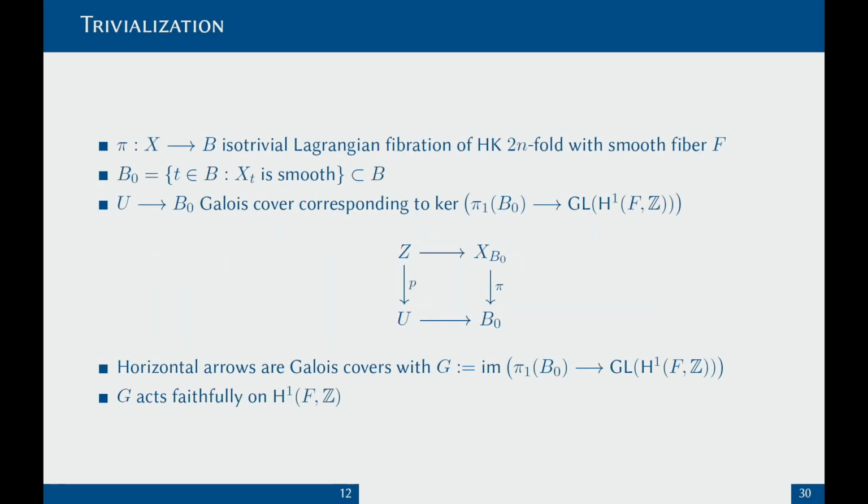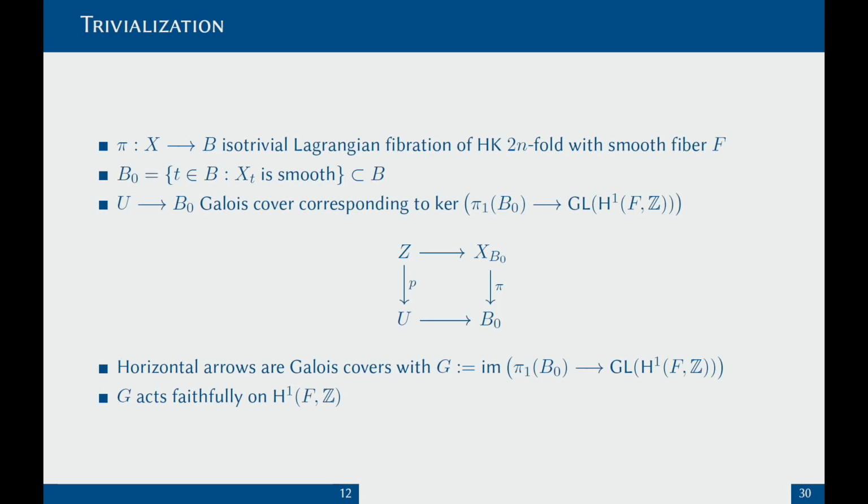OK, so let's set up the situation a little bit. We're looking at an isotrivial Lagrangian fibration. So it's a morphism from X to B. X is going to be 2n-dimensional. B is going to be n-dimensional. And we're going to write F for the fiber. And B0, as I wrote on the board, is the complement of the discriminant locus. So the locus in B over which you have a smooth fiber.